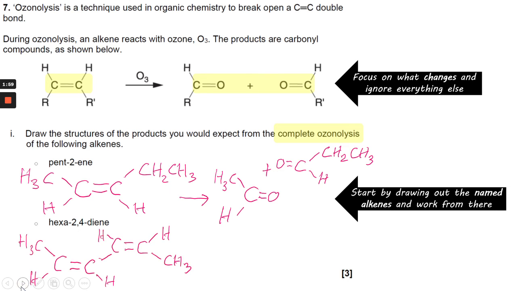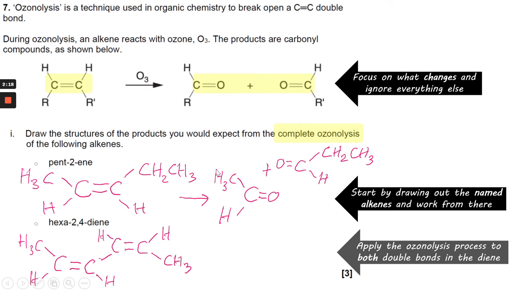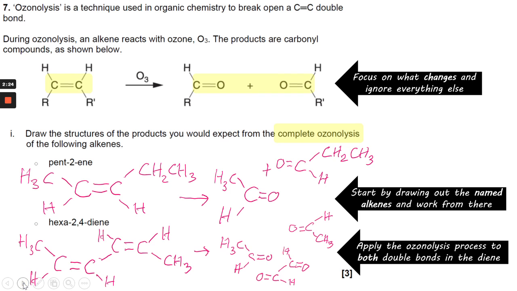Now with hexa-2,4-diene, you've got to be a little bit careful here because you've got two carbon-carbon double bonds, and both of them will undergo ozonolysis because, as you can see, I've highlighted complete ozonolysis. So wherever you get a carbon-carbon double bond, this kind of template will take place. So you need to apply the ozonolysis process in your mind to both double bonds in the diene. So obviously what will happen is this middle part will form this compound because it's got a carbon-carbon double bond either side of it, and these end bits, there's two of them, so they will each form an identical molecule here, ethanal.